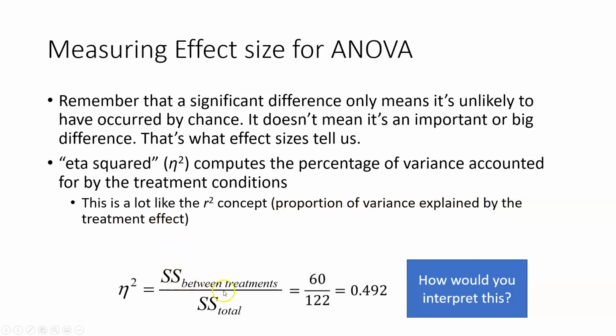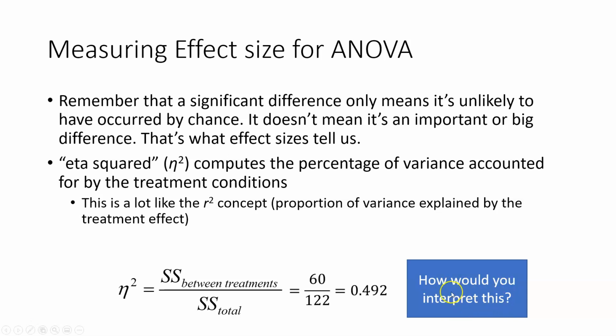Here we take the SS between divided by the SS total. Remember that SS between includes all the variability here that was between the treatments, meaning because of the treatment effects. So this is the variability that's because of the treatment differences between the one condition and the others. If we take that treatment effect size and divide it by all the total differences that we see across all the scores in the study, then this number divided by this number tells us that 0.492 is our eta squared. How would we interpret this?